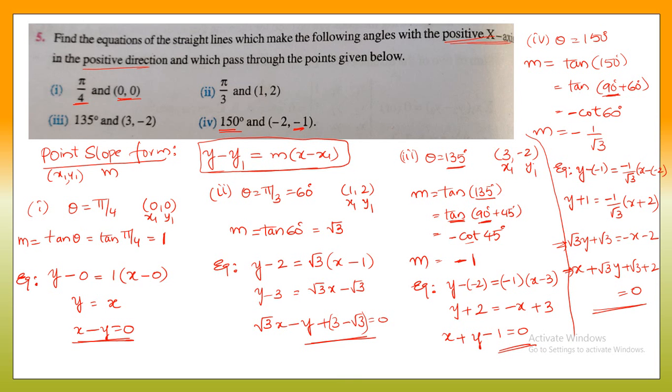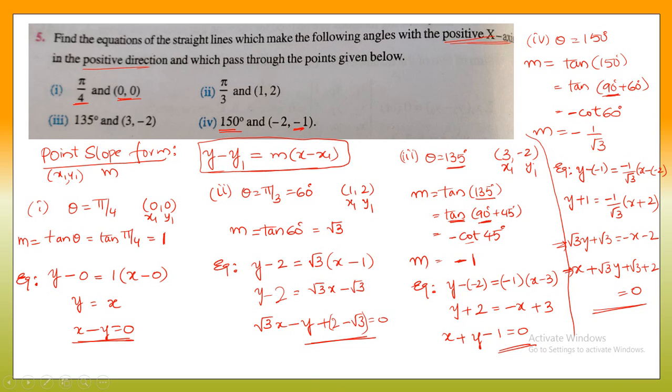Sorry, here in the second bit, we are having 2 rho. So this is 2 and this is also 2, right? So this becomes y minus 2 and here it becomes plus 2. So the answer is root 3x minus y plus 2 minus root 3 is equal to 0. So likewise we can find the equations of the straight line when an angle and a point are given, right?